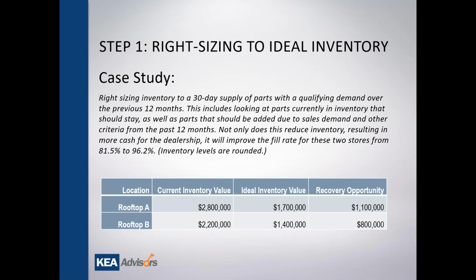And if you look across each store, the first store had 1.1 million of, I'm not going to use the word excess, but extra parts. Some of them shouldn't have been in stock status at all, and some of them, they just had too many. And then the second store, we found $800,000 of opportunity in terms of what they had versus their ideal situation.